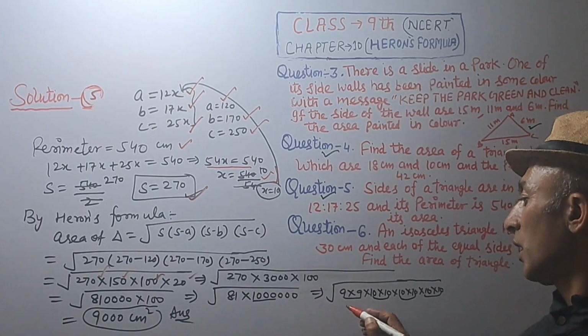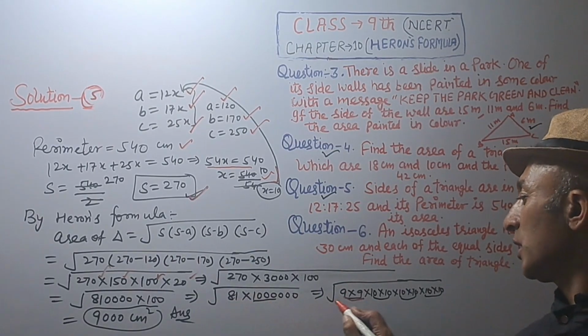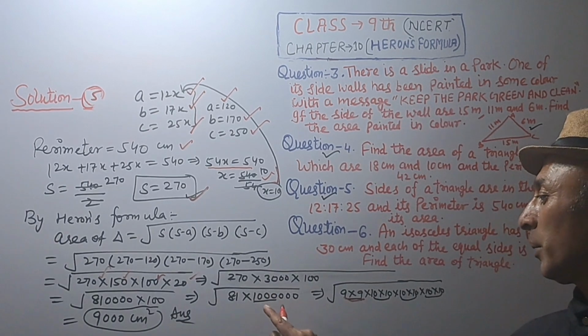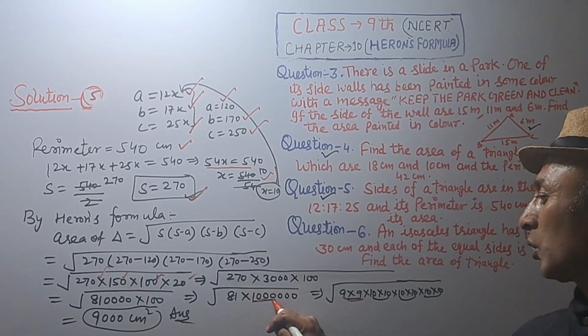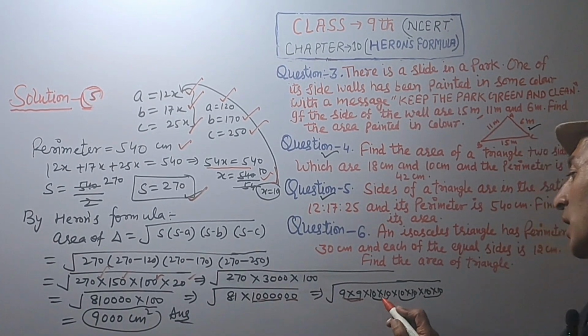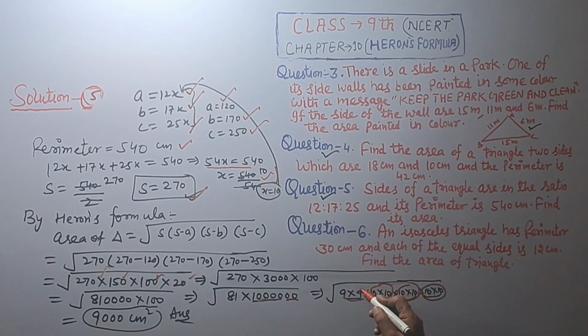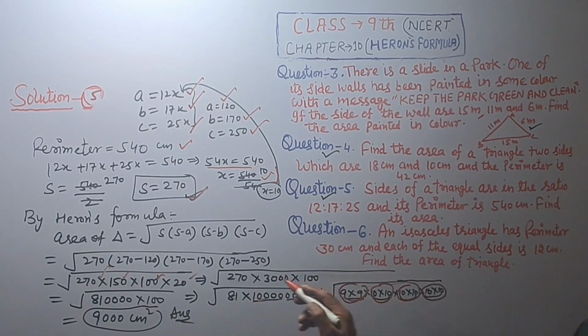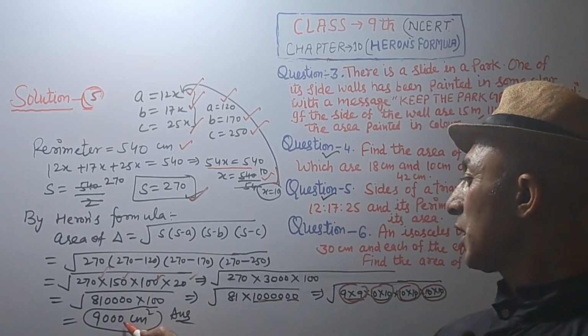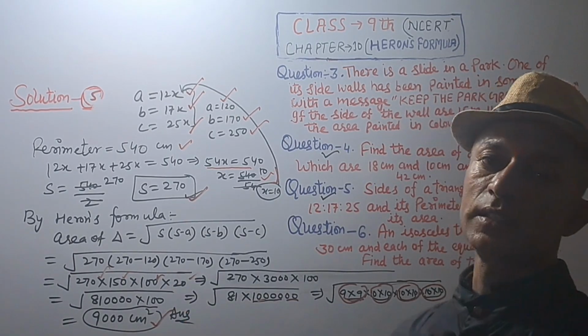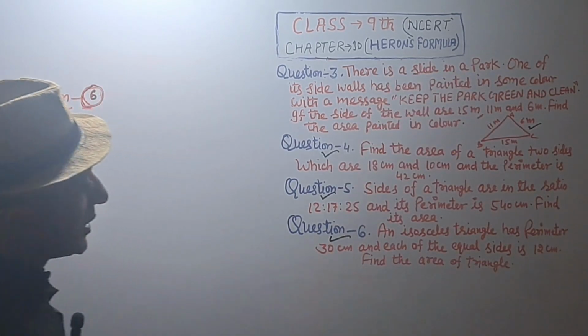Then under root of 81 is equal to 9 into 9, and one pair, 2 pair, 3 pair, that is 10 into 10, 10 into 10, 10 into 10. One pair, 2 pair, 3 pair and one pair of 9 is taking common, and we get the answer 9000 centimeter square. Answer.